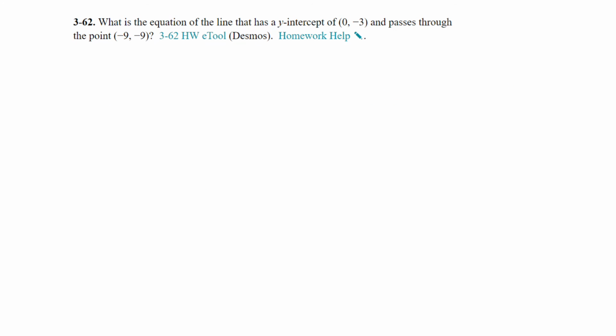Question 62, what is the equation of the line that has a y-intercept of (0, -3) and passes through the point (-9, -9)? So we need to find the slope. We're given the y-intercept, which is important because that's one of the two things that we need, but we also need the slope. So we're going to do the change of y over the change of x, -9 minus -3, and then this is your x, -9 minus 0. So that's -6 over -9, and reduces to 2/3. So we have the slope and we have the y-intercept. y is equal to 2/3 x minus 3.